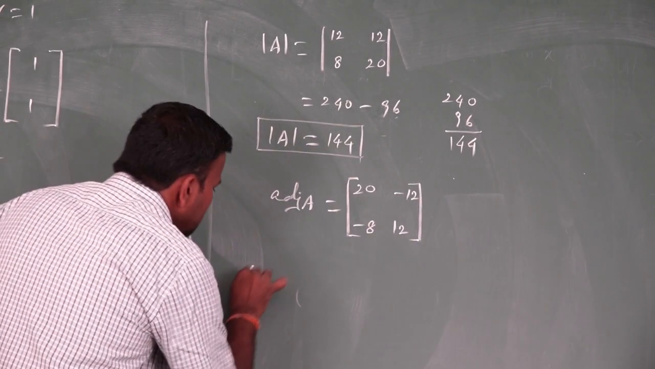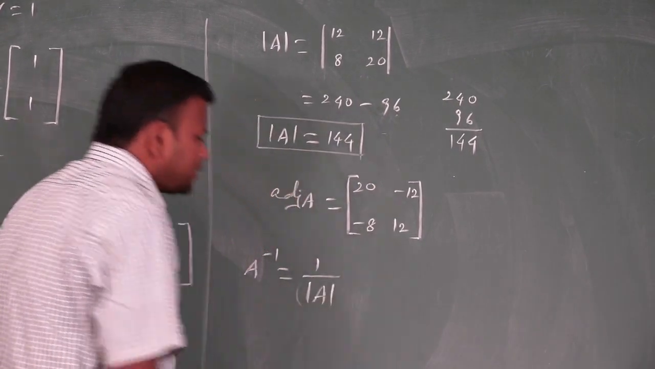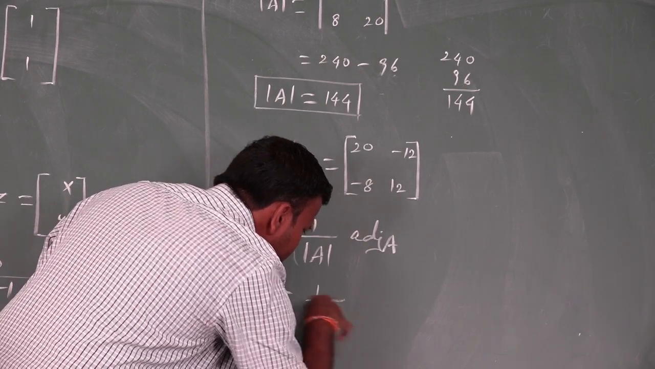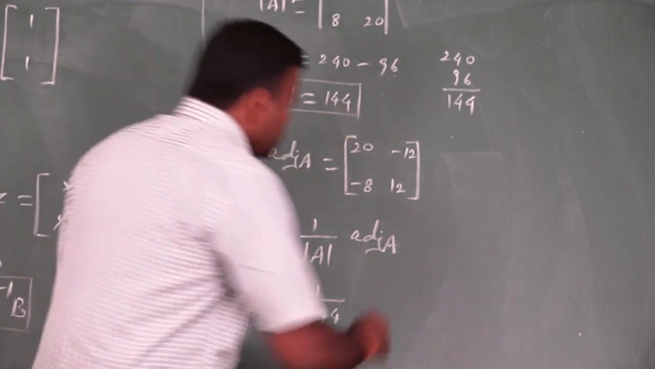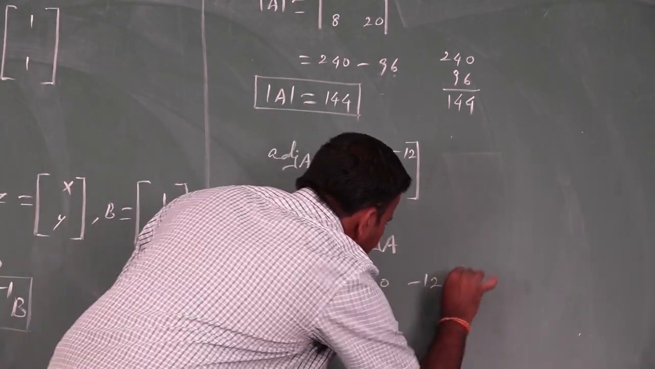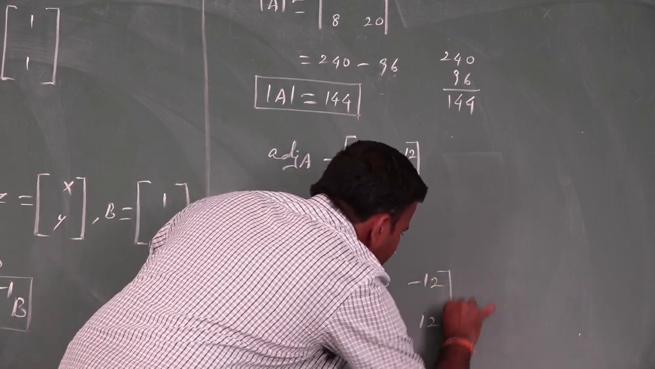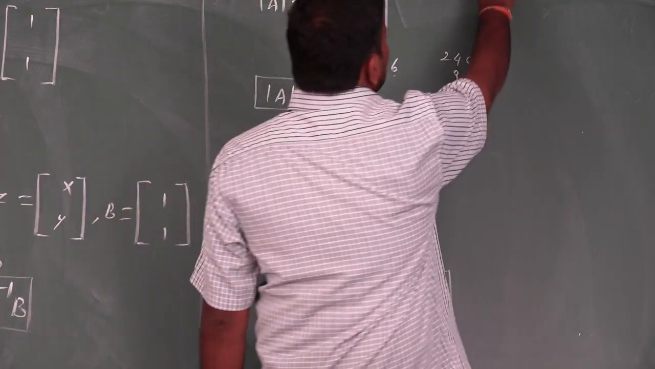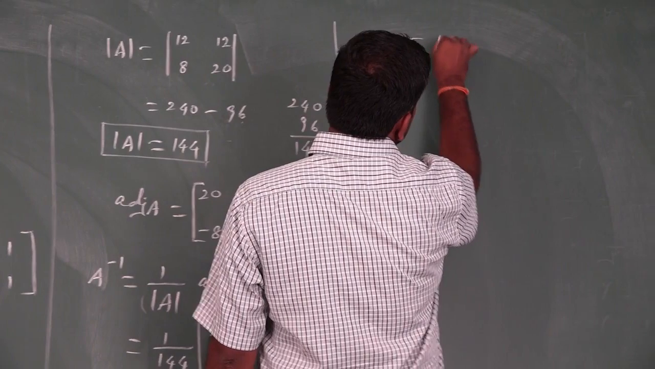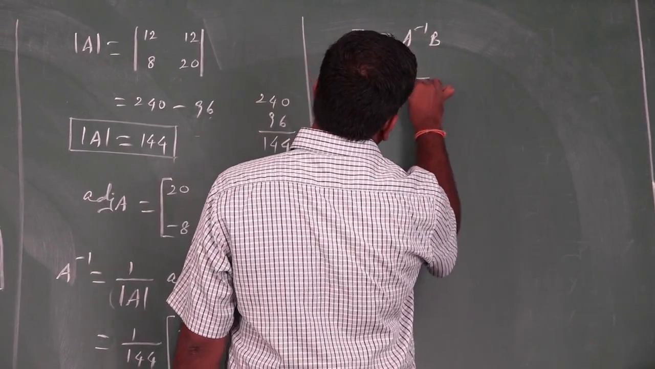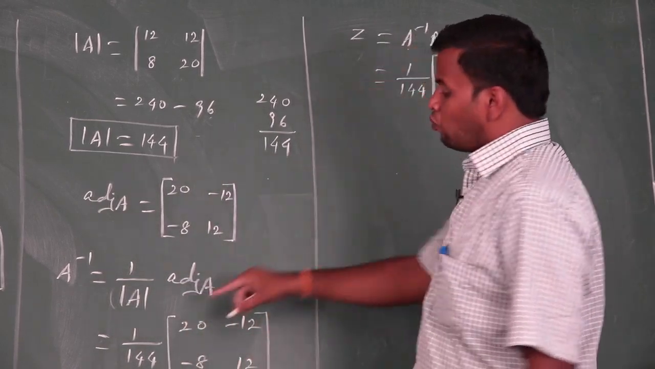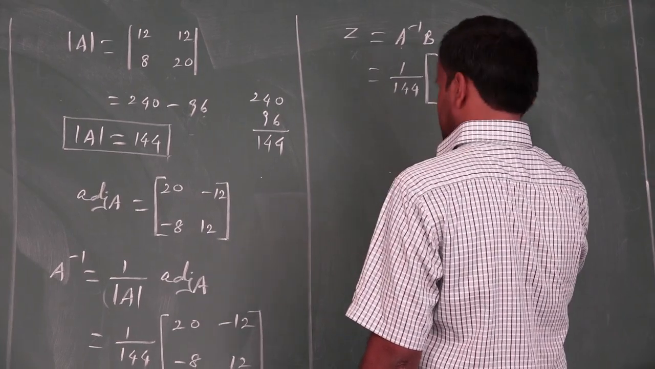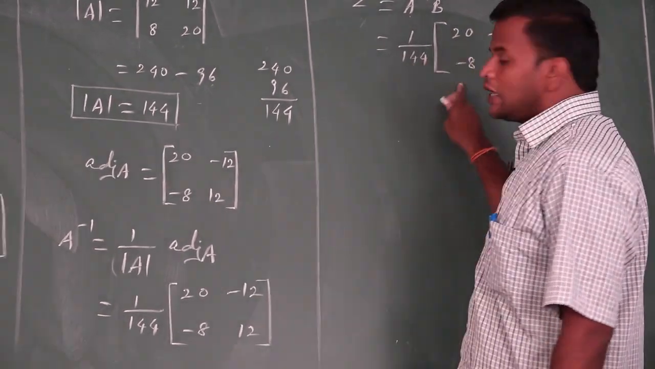Next we write the formula of A inverse: 1 by determinant A into adjoint A. 1 by the value of determinant A, which is 144, into adjoint A: 20, minus 12, minus 8, plus 12. Next we substitute the value of this A inverse in Z. Again I write the value of Z. The value of Z is A inverse B. The value of A inverse is 1 by 144 of 20, minus 12, minus 8, 12, into B.